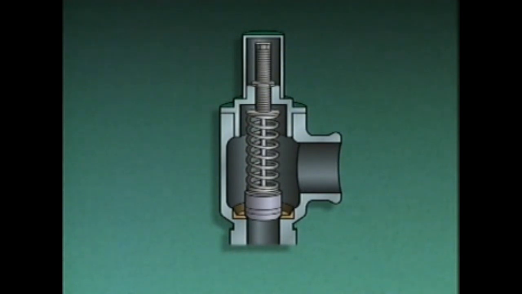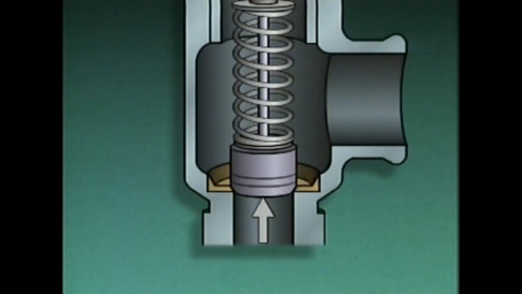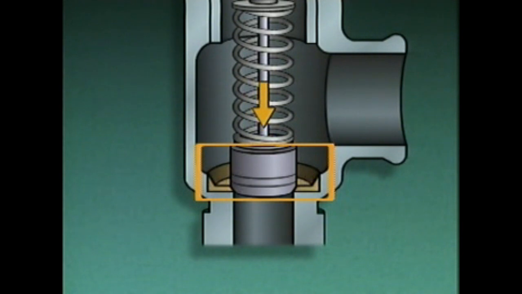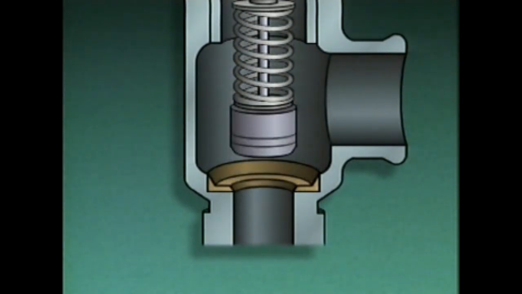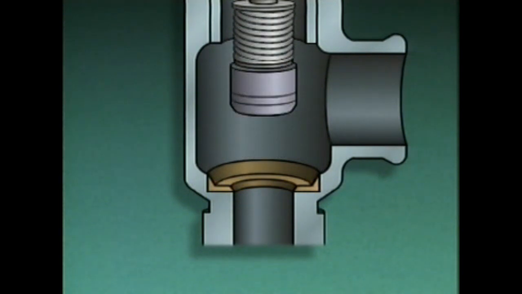During operation, the surface of the disc is exposed to system pressure. When system pressure is within normal limits, the disc rests on the seat and is held in place by the spring, which keeps the valve closed. If pressure in the system exceeds a certain predetermined value, it begins to overcome the spring's resistance and the disc begins to rise off of the seat. When the disc rises, fluid can pass through the valve. This relieves the excess pressure.